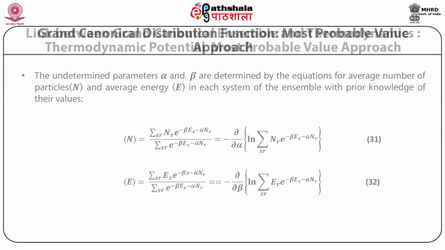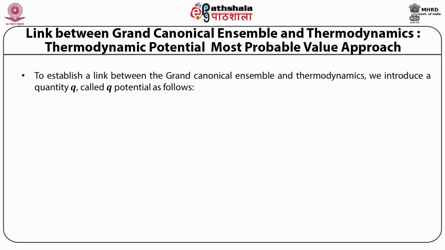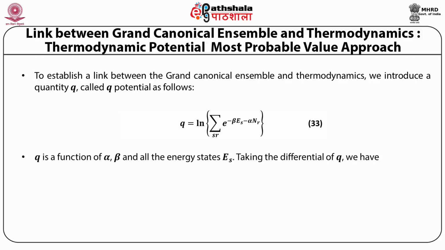Link between the grand canonical ensemble and thermodynamics, that is, the thermodynamical potential most probable value approach. To establish a link between the grand canonical ensemble and thermodynamics, we introduce a quantity Q called the Q potential as follows. Q is equal to the log of the summation over SR of e raised to power minus beta ES minus alpha NR. Obviously, Q is a function of alpha, beta, and all the energy states ES.